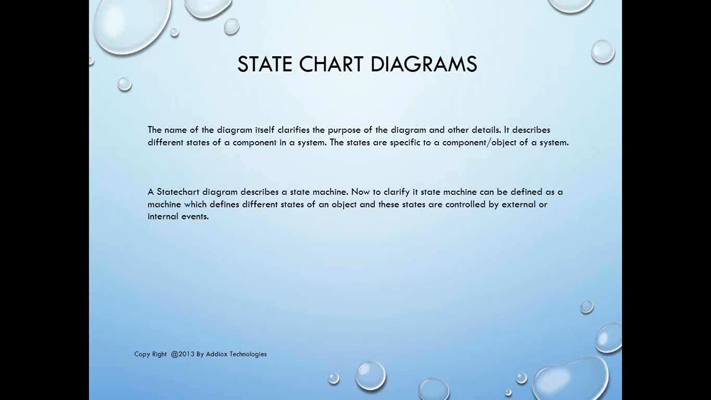It describes different states of a component in a system. The states are specific to a component or object of a system. A state chart diagram describes a state machine. Now, to clarify it, a state machine can be defined as a machine which defines different states of an object, and these states are controlled by external or internal events.